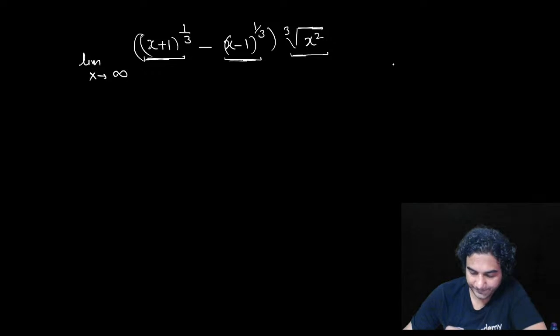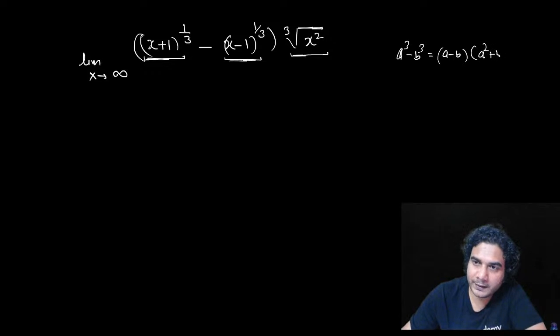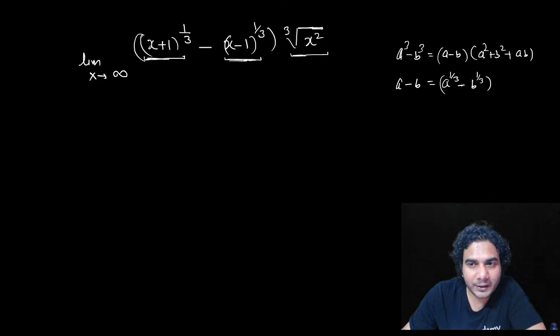Raghav, you're getting 1. Okay, let me check. I think it is 2 by 3, but let's check it. You know this formula: a cube minus b cube is equal to a minus b into a square plus b square plus ab, right? If I replace a cube by a and b cube by b, then this is going to be cube root of a minus cube root of b, or you can say replace a by cube root of a and b by cube root of b. This is going to be a raised to 2 by 3 plus b raised to 2 by 3. So this is a way to rationalize this.